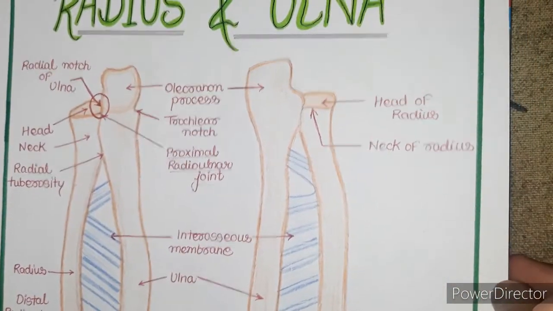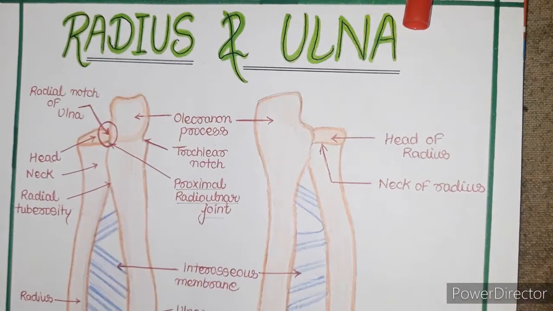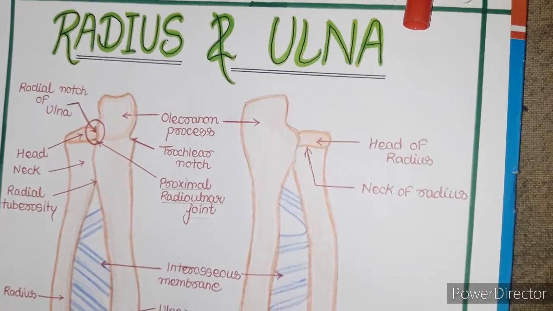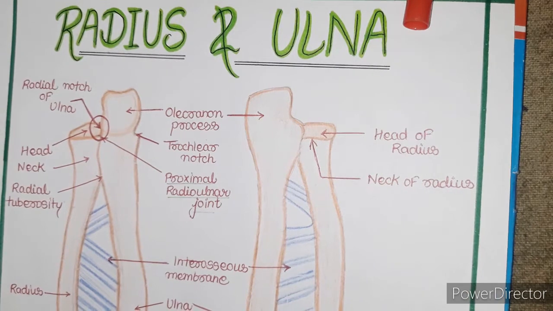So now we are only left with the bones of the hand. After that we can go further into the detail of the anatomy of the upper limb.